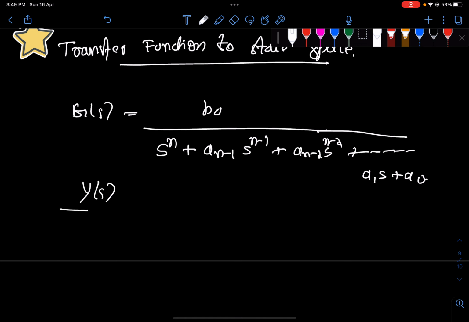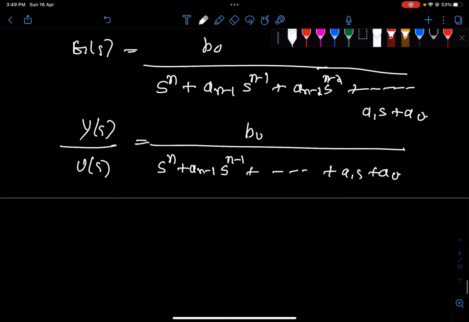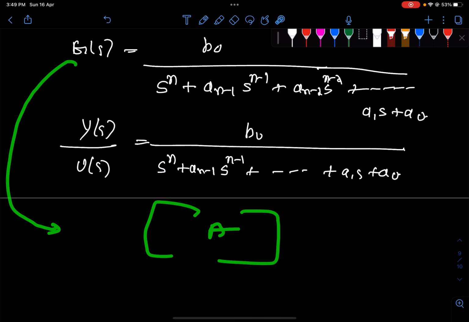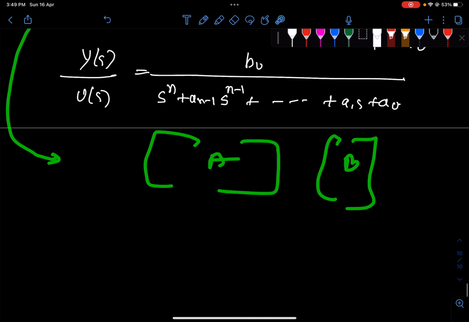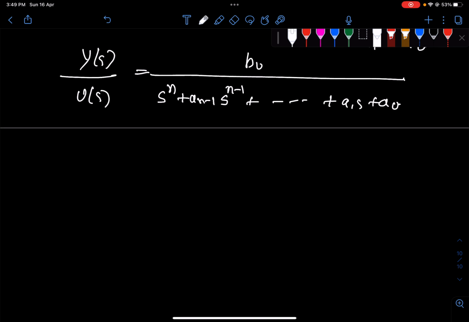For a state space, what is the output? Y of s divided by U of s will be b0 over s to the power n plus a(n-1) s to the power n minus 1, and it goes like this, a1 s plus a0, right? And we want to convert this transfer function to the state space, which means we want to find the A matrix, the B matrix, the C matrix and the D matrix, right? This is our aim.